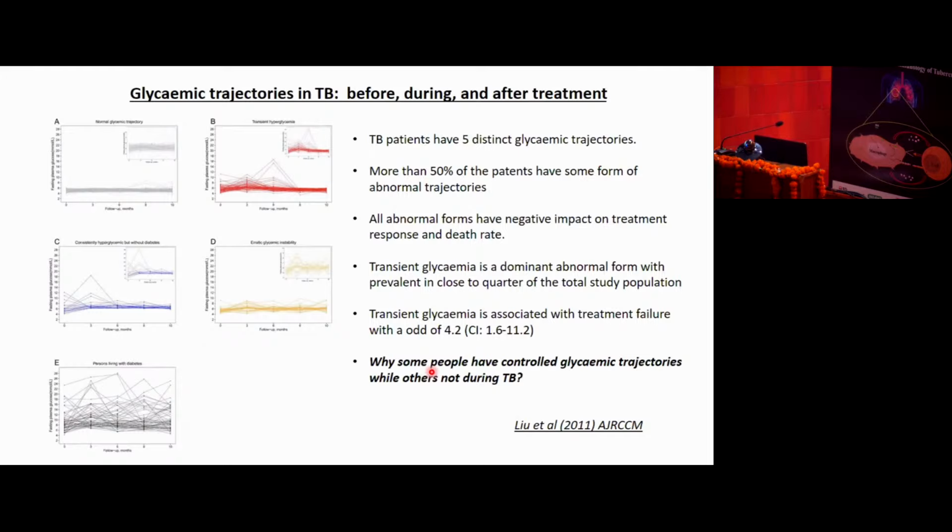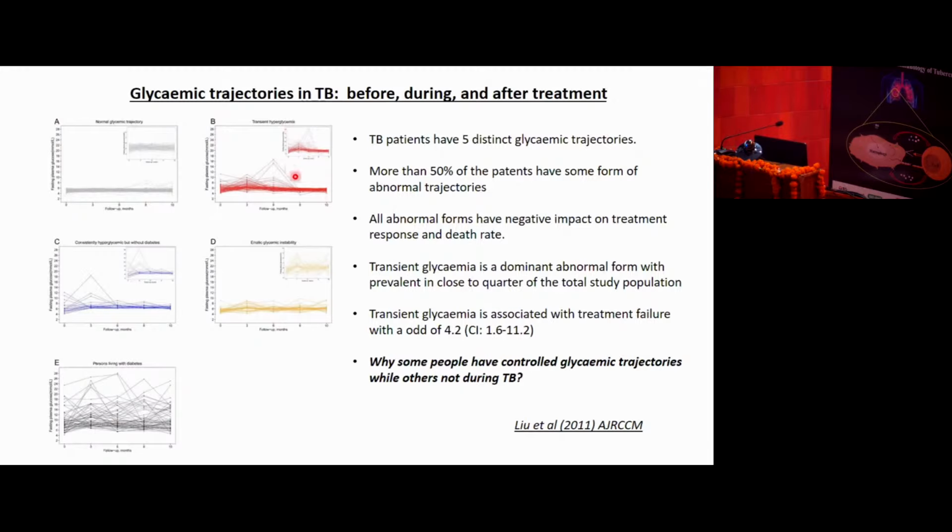I'm referring to one of the studies which was published recently, in 2021. This was done in China, and they followed up around 500 TB patients during treatment and classified their glycemic pattern. Some remained moderate glycemic, which means their glucose profile doesn't change. Some remained consistently high, so probably they are already diabetic or pre-diabetic. This group is interesting.